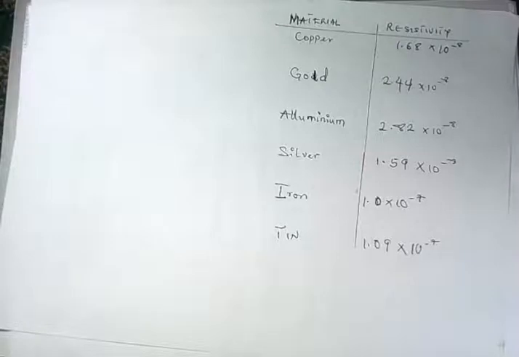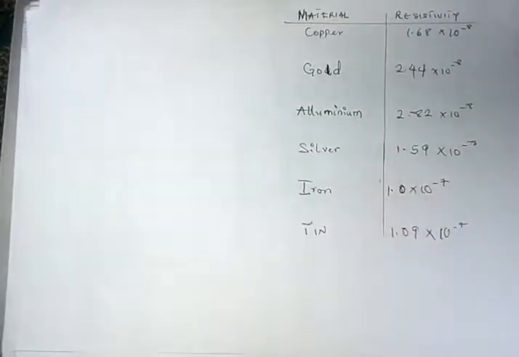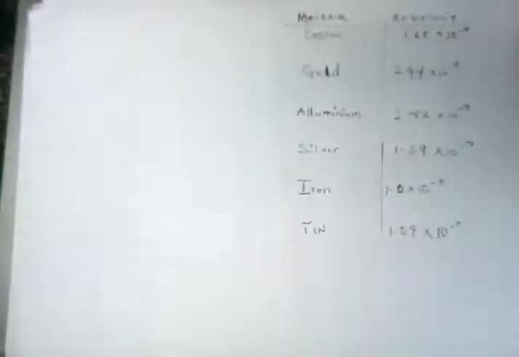We have aluminium, we have silver, we have iron, as well as tin. We still have some other metals like that. We have nichrome, we have lead, we also have brass as well. All these metals have their resistivity, and what they call it, that should be in ohm-metres.